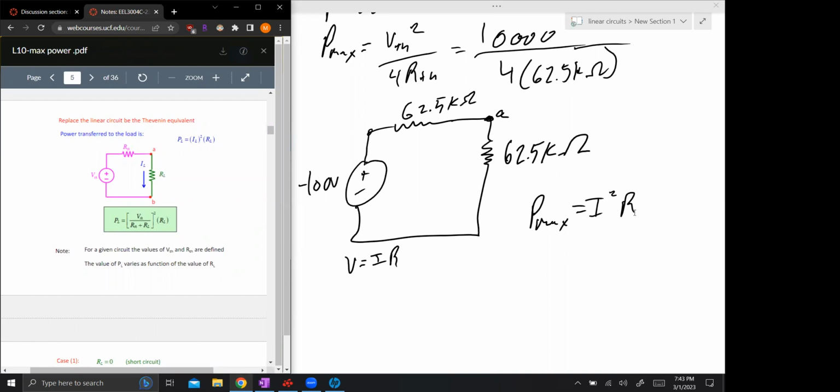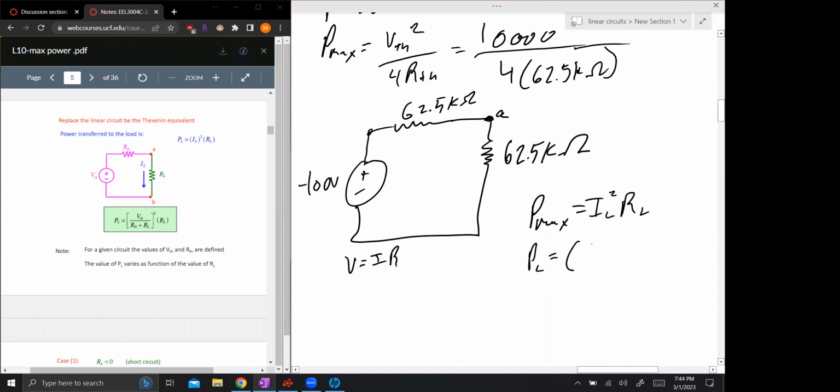Oh yeah, look at this. Power to the load is equal to V Thevenin over R Thevenin plus R load, all of that squared times the RL. That's the other version of it. But then her denominator has to be that one if she's going to do that one. So this becomes PL.